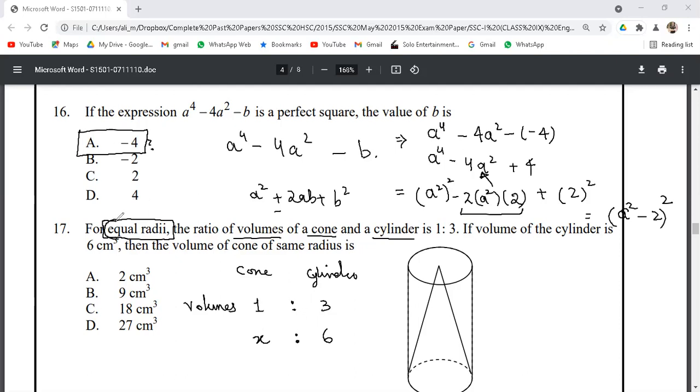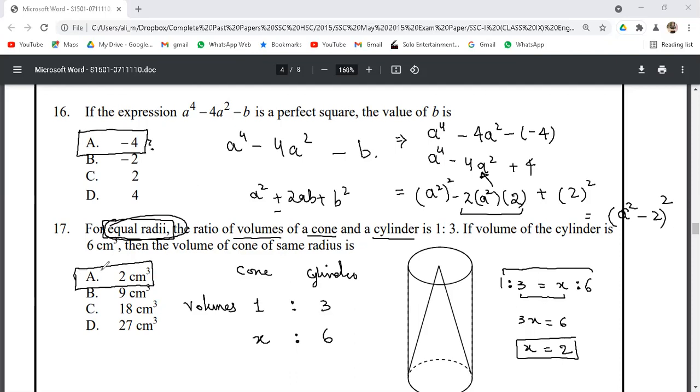क्वेश्चन में जैसे कहा कि दोनों के रेडियाई बराबर हैं, इसका मतलब है कि वॉल्यूम के रेशियो और वॉल्यूम के दरमियान जो रेशियो है वो भी बराबर रहेगा. So 1:3 will be equal to x:6. So by the product of means and extremes, we will get 3x is equal to 6 and x will be equal to 2. So the volume of the cone in the second part of the question will be 2 centimeter cube. So the correct option for question number 17 is option A.